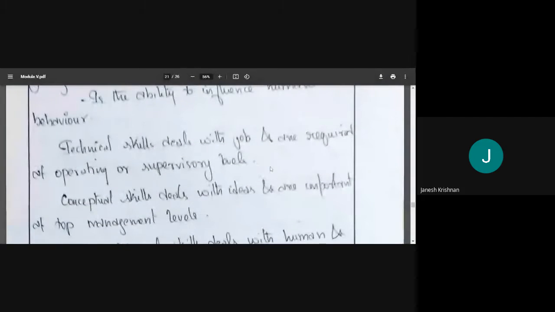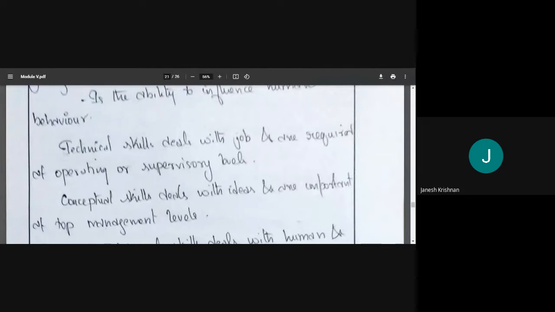So what are the technical skills? These are job skills, right? They are required at the operating or supervisory level. So lower level managers should have technical skills because they are directly in relation with the people who are doing the job. So they should have more technical skills. As you go higher and higher in the manager's level, your technical skills may decrease, right? The conceptual skills deal with ideas and are important at the top level.